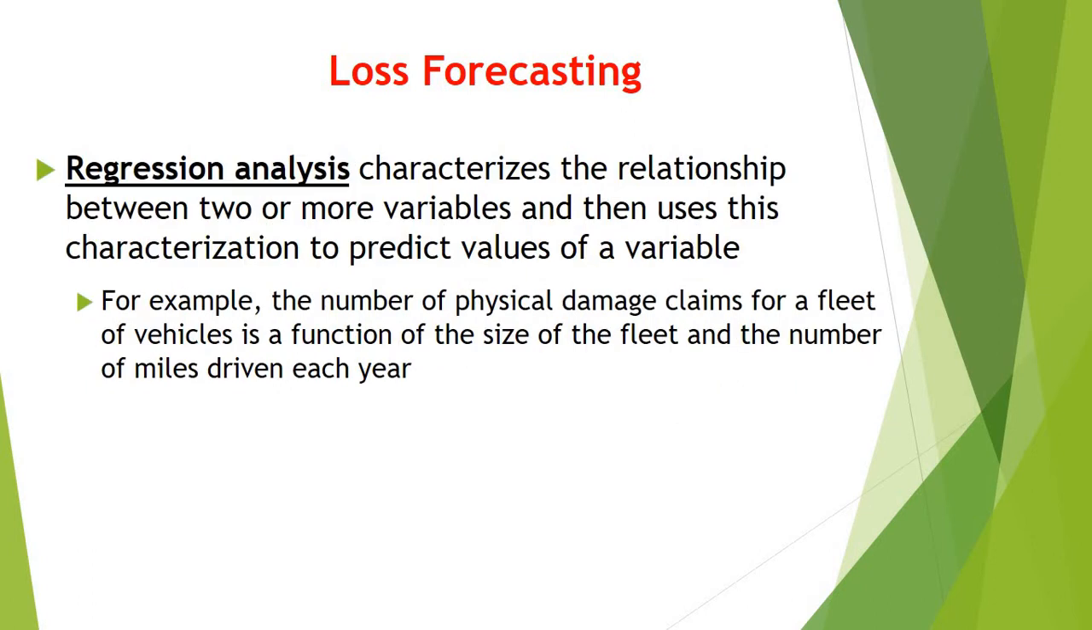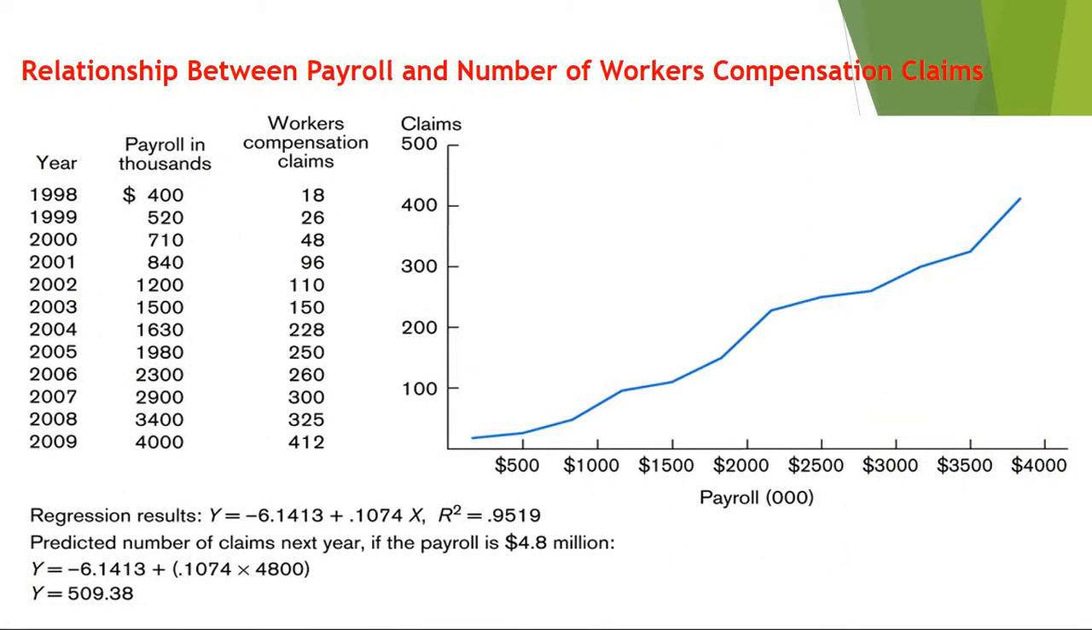Risk managers can also use regression analysis to forecast losses. Regression analysis characterizes the relationship between two or more variables. Then this characterization can be used to predict values of a variable. For example, the number of physical damage claims for a fleet of vehicles is a function of the size of the fleet and the number of miles driven each year. That is another example of regression analysis.